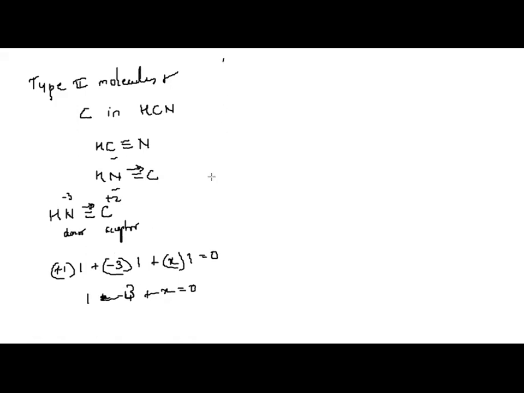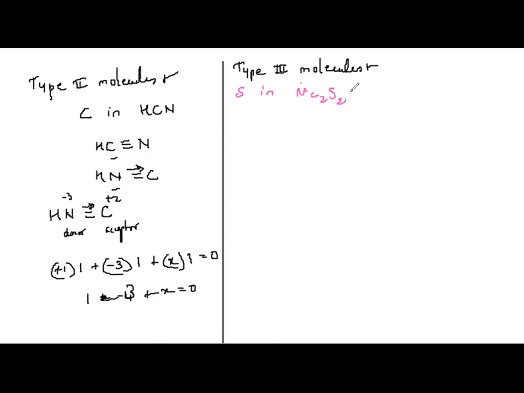Now we have type 3 molecules. So what are these type 3 molecules? Exceptional cases, I'm saying. Questions will be frequently asked on exceptional cases only. Finding the oxidation state of sulfur in Na2S2O3.